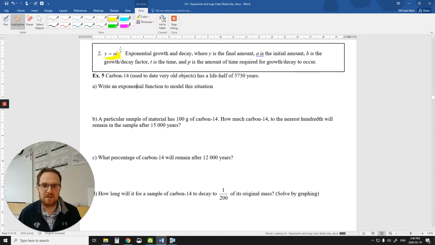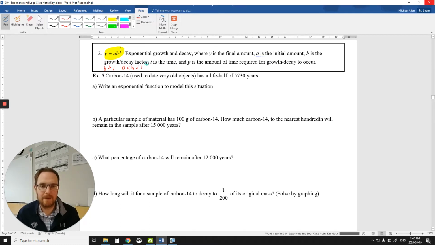So we're going to be using this formula here, which is very similar to the interest ones, but instead of using A and P, you're just using Y and A, A being your initial amount, much like the P in the previous one. Your B being your base, right? Remember, if that's greater than 1, you have a growth. So if my B here is greater than 1, I have a growth here. And if I'm somewhere between 1 and 0, I have a decay, right?